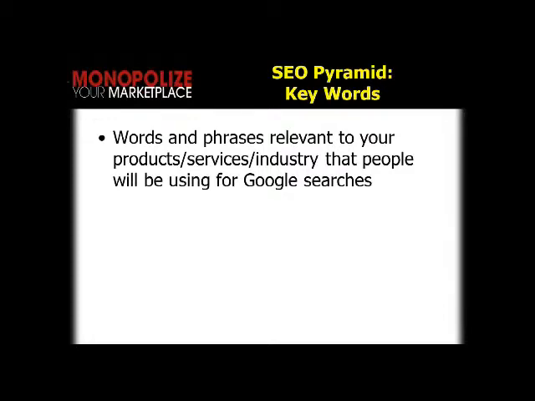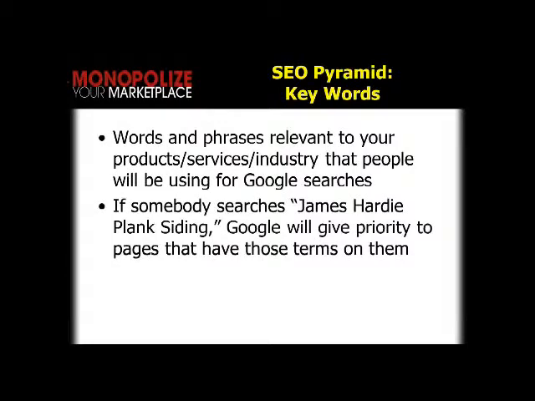Keywords: words and phrases relevant to your products or services or industry that people will be using for Google searches. If somebody searches James Hardy plank siding, Google will give priority to pages that have James Hardy plank siding on those pages. So it's incumbent upon you to understand what the right search terms are that people are using. Now, I'm not going to go into detail on this and say, here's exactly how you do that. This is something that's a little bit more advanced, but I do want you to know that there's tools out there. You can search for them easily online.